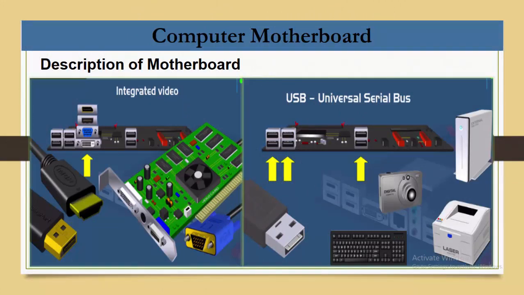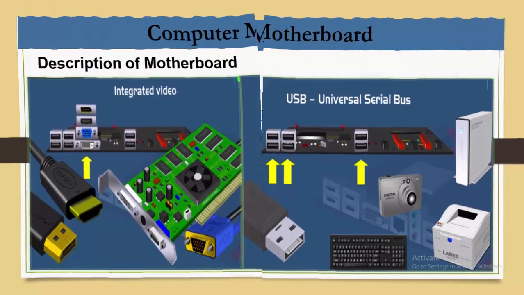On the left side, the motherboard carries a number of ports to connect the monitor, printer, mouse, keyboard, speaker, and network cables. The motherboard also provides USB ports, which allow compatible devices to be connected in plug-in, plug-out fashion. For example, a pen drive, digital camera, and so on. As you are seeing in the figure, let's go ahead.